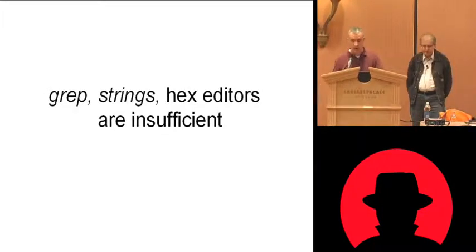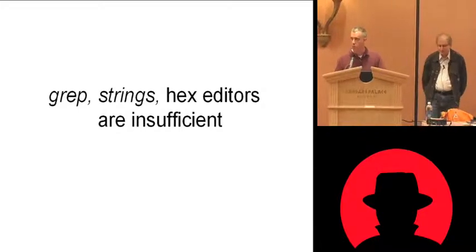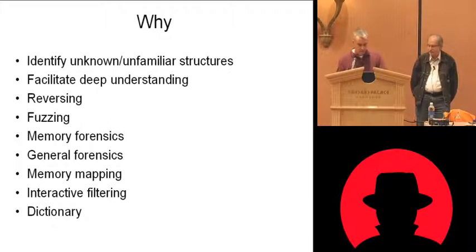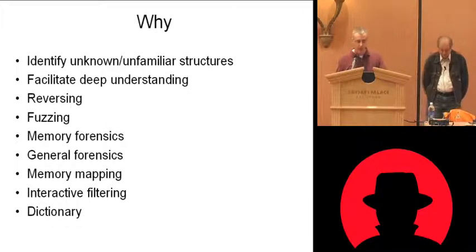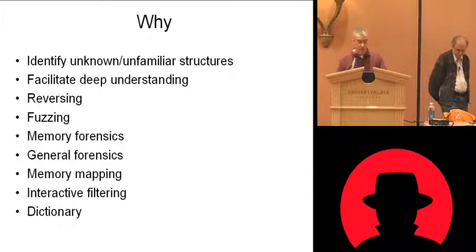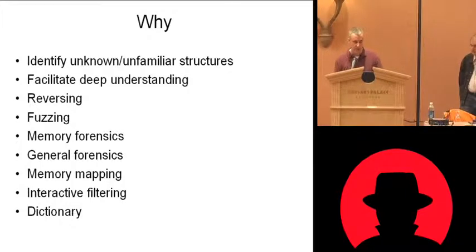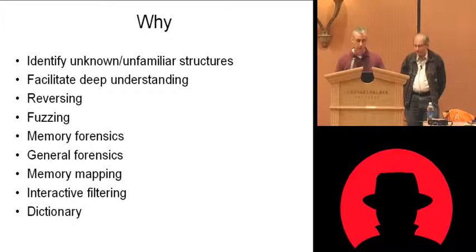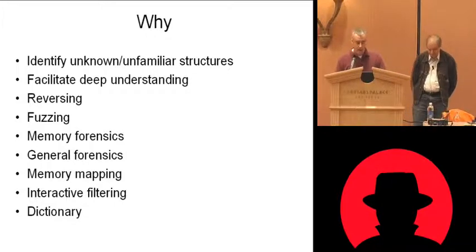And we argue the current tools, things like grep and strings, hex editors, for this general purpose problem, they're insufficient. We can do better, and that's what we're trying to get at. And as I alluded to at the beginning, you're going to encounter unknown, unfamiliar structures. Typically, you'll be looking at them in text. And by getting our arms around all the various types of building blocks, primitive types out there, we can help facilitate deep understanding, help you as a reverser, as a fuzzer, as a forensics analyst.